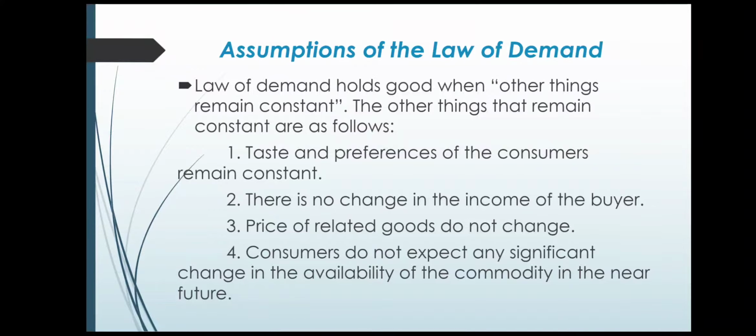So the first one is taste and preferences of the consumer remain constant. Second is there is no change in the income of the buyer. Third is price of related goods do not change. And the last one is consumers do not expect any significant change in the availability of the commodity in the near future. So we have seen that all the other determinants remain constant under the assumptions of law of demand.